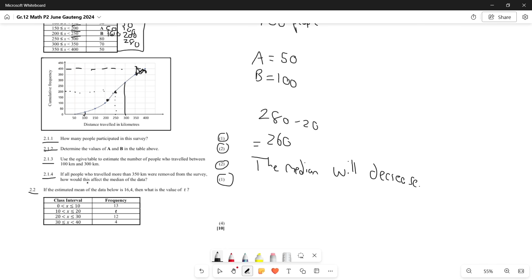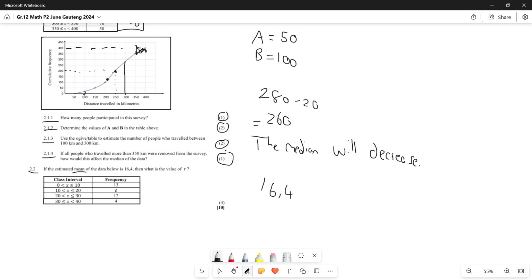So question 2.2, the last question of this section, says if the estimated mean, the average of the data below is 16.4, so we have the average, what is the value of t? So right now we have our class interval 0 to 10, 10 to 20, 20 to 30, and 30 to 40. We have the frequency of each of these, and what we need to do to set up the mean for a table that has class intervals and frequency, we have to go 16.4 because that is our average, and then take the midpoint over here of this interval multiplied by the frequency.